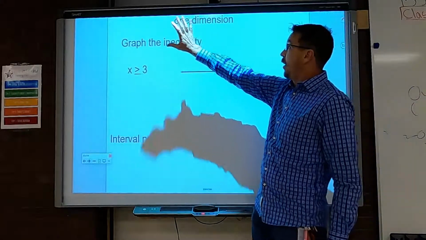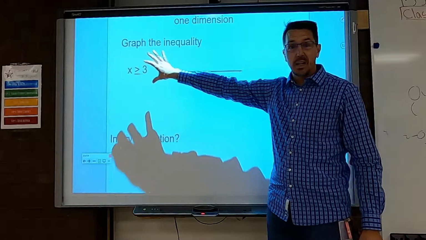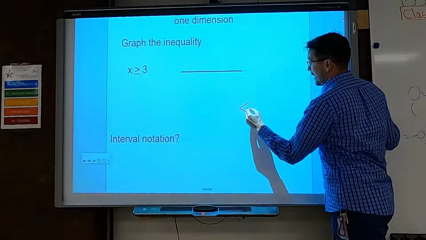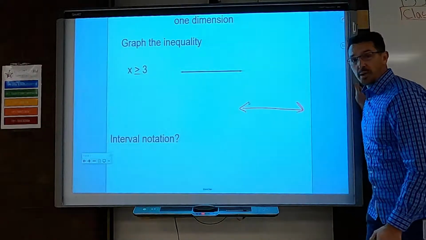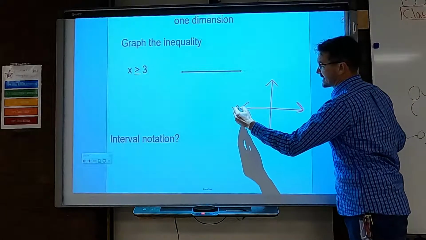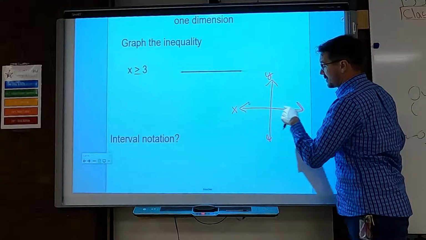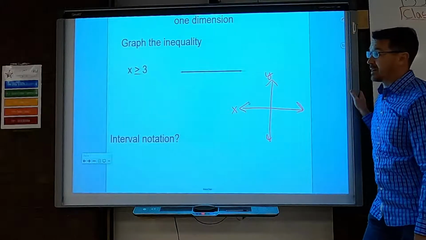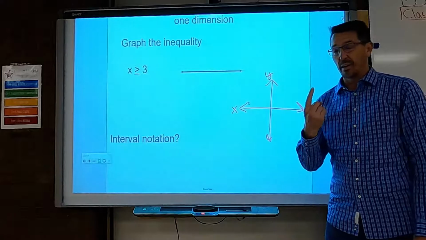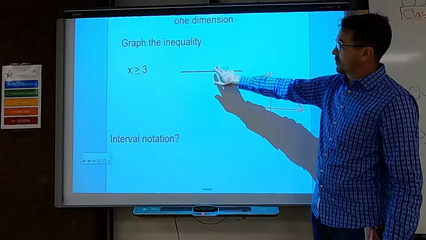So hopefully everybody remembers how to graph an inequality. An inequality is considered to be one dimension because you just have one line. The reason why graphs are considered to be in two dimensions is because you have an x-axis and a y-axis, so you have two different dimensions to graph upon. But when we did our inequalities, we just had x, one variable, so it was a one-dimensional graph.